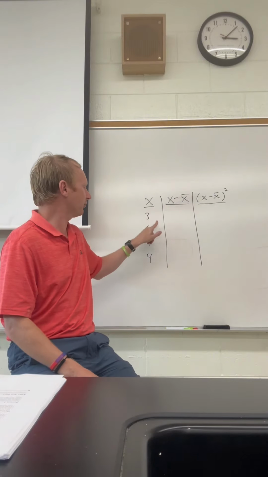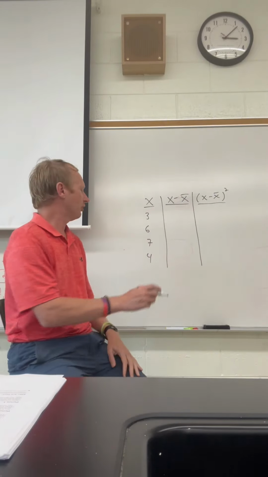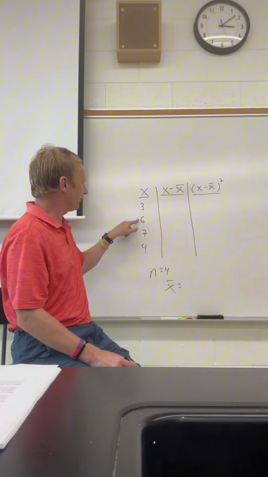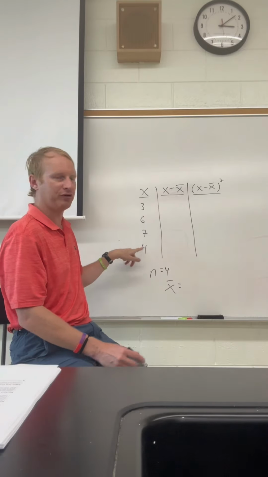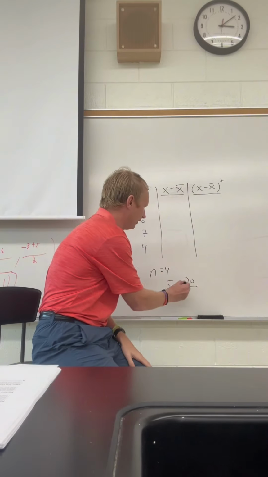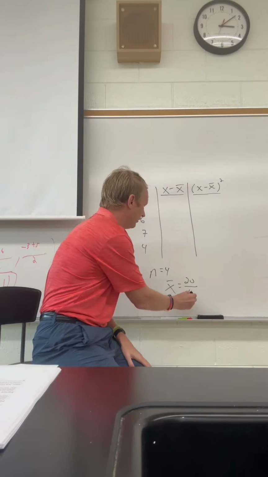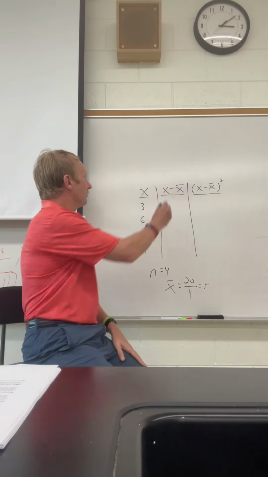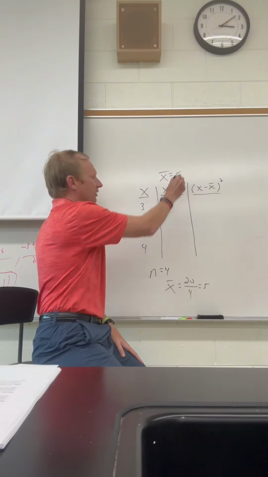Let's say we got the numbers 3, 6, 7, and 4. So n equals 4 in this case because we've got four values. So 3 plus 6 is 9, plus 7 is 16, plus 4 is 20. So we sum up the values and then we divide by the total number of values. 20 divided by 4 is 5, right? So the mean is 5. So I'm just going to write x bar, which is the mean, is 5.